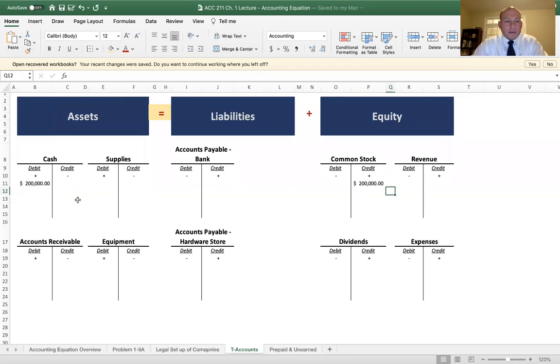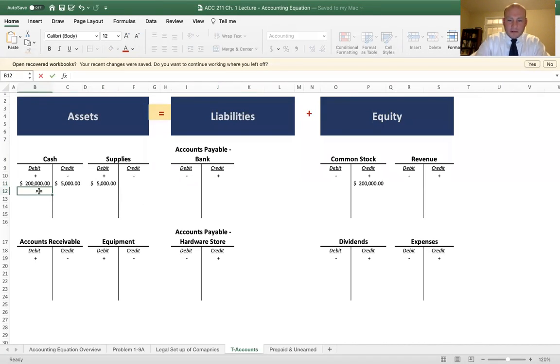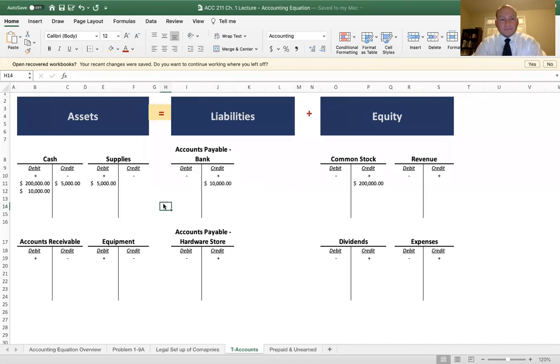Now let's say I buy $5,000 worth of office supplies with cash. I'm going to credit my cash $5,000 and debit my supplies $5,000. Then let's say I borrow $10,000 from a bank. I'm going to debit 10 grand to my cash, and then I will credit accounts payable, bank, for $10,000. So that's how that works.